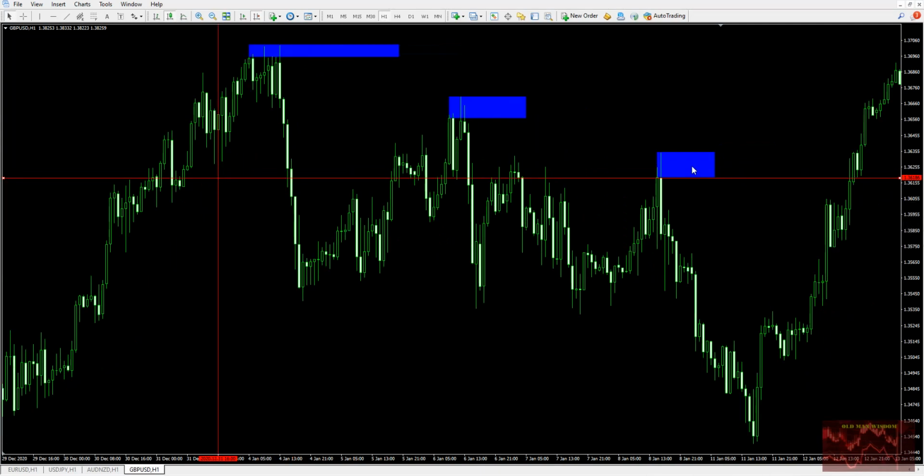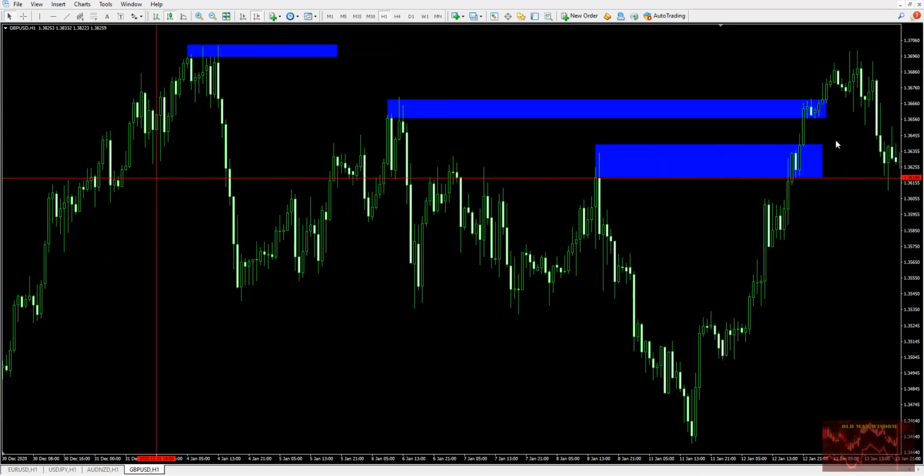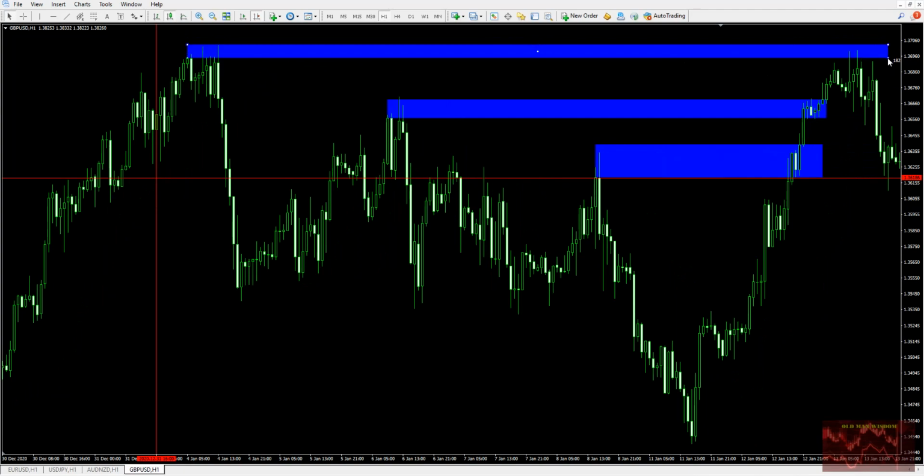Look, it's burst right through this area, and it's burst right through this second area as well. So it's made a really sharp move to the upside, and it's burst through all of our areas without stopping, and it's come right back up to this top area here, which is interesting because that was the area we was initially looking for.